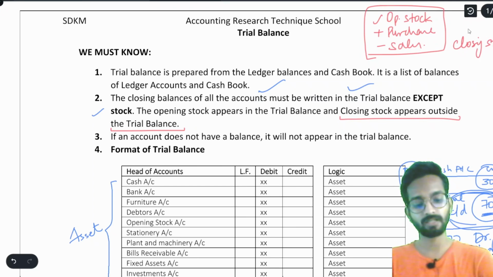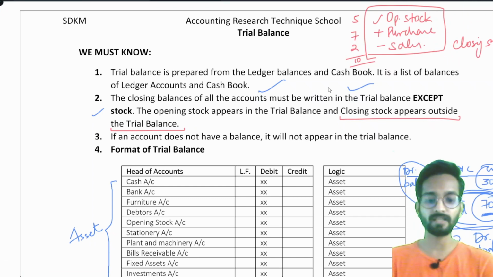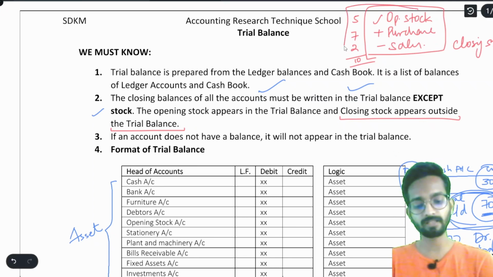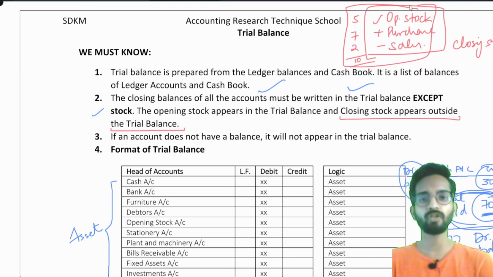If you can understand, see, if I had 5 rupees opening stock, 7 rupees I purchased and 2 rupees I have sold, how much will be in our trial balance? It will be 10 rupees. So in our trial balance, these three accounts are themselves closing stock. But we are not writing the closing stock of 10 rupees directly; we are writing these three accounts, opening stock, purchases and sales. That's why we do not write closing stock in the trial balance. There would be an error, because 10 rupees is already appearing. If I write closing stock again, the amount comes twice.